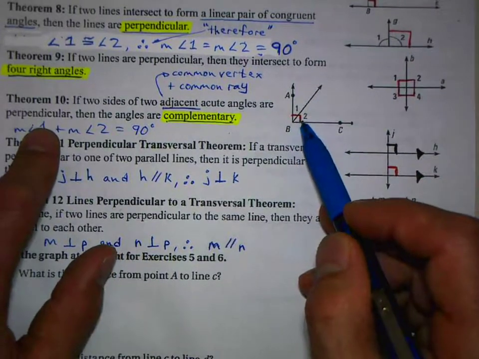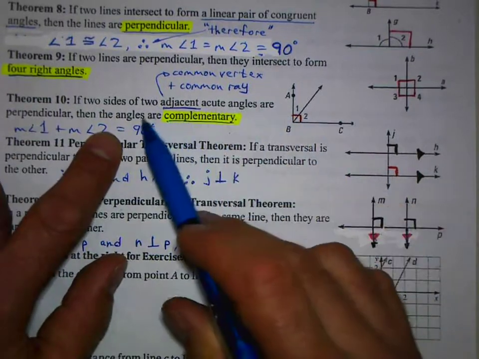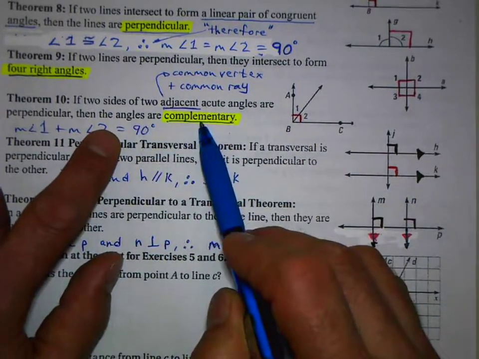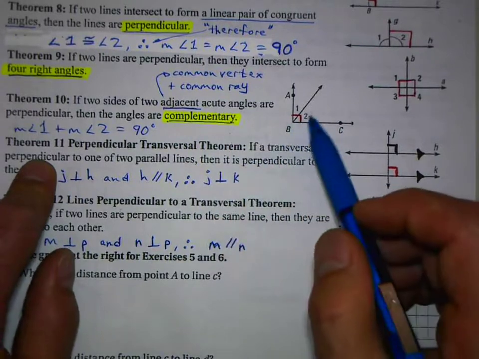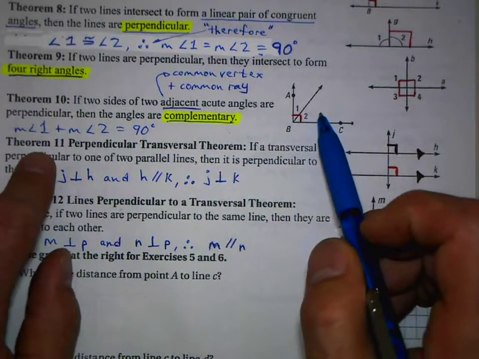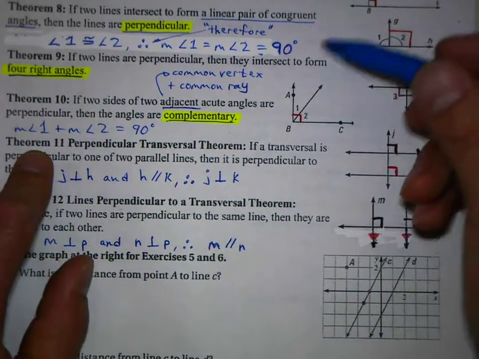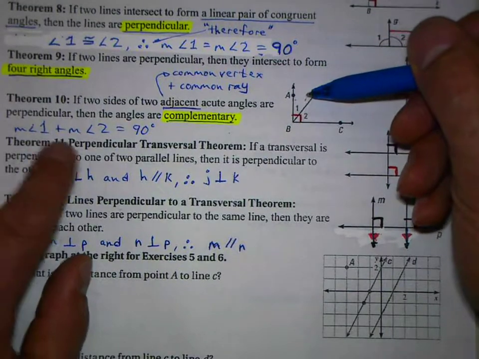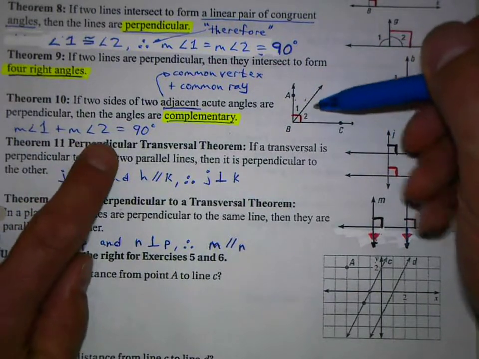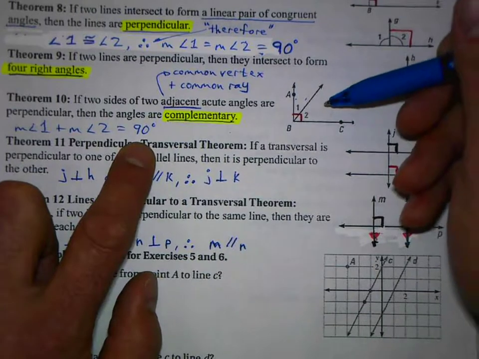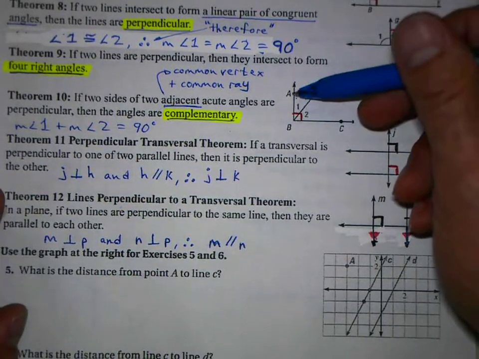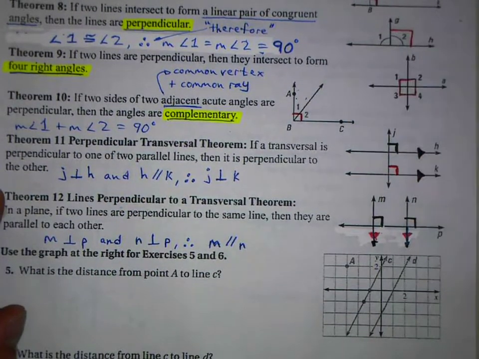so in other words they form a 90 degree angle together. Then the angles are complementary. Seems kind of obvious, but just want to make sure we lay it out there clear to us. So if the measure of angle 1 plus the measure of angle 2 equals 90 degrees, then of course they are complementary.